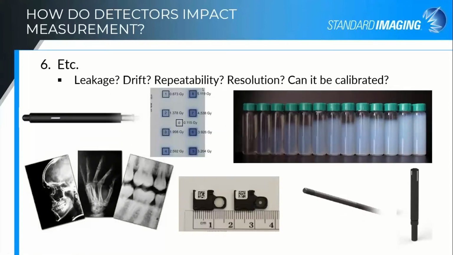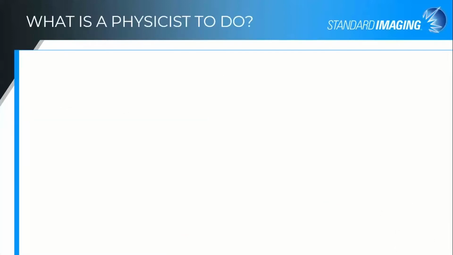There's other things about your detectors. I've talked about ion chambers and diodes and just briefly mentioned film, but there are other things like radiochromic gels, TLDs, OSLDs, that sort of thing. You need to consider the leakage, if there's any drift in your detectors, timing of readout for some of those, repeatability, how consistent are these detectors, what resolution do they have, is it fine enough to measure the field sizes that we're looking at, can it be calibrated or does it have to be daisy chained to something else, or is it just a relative type detector? All of those things come into play as you're picking detectors.